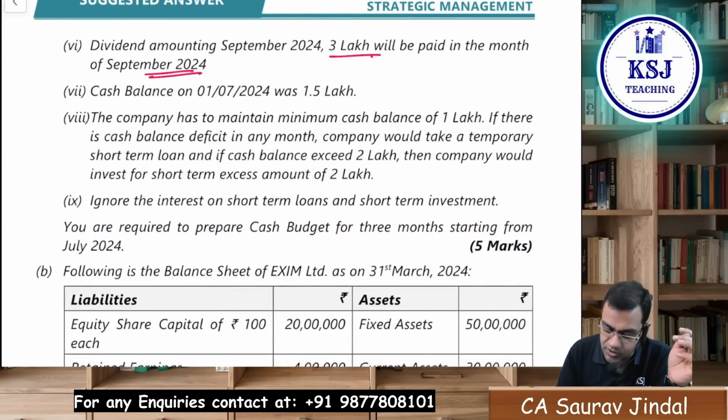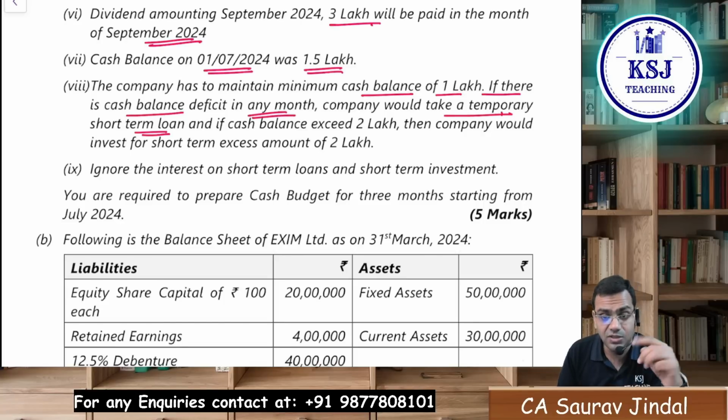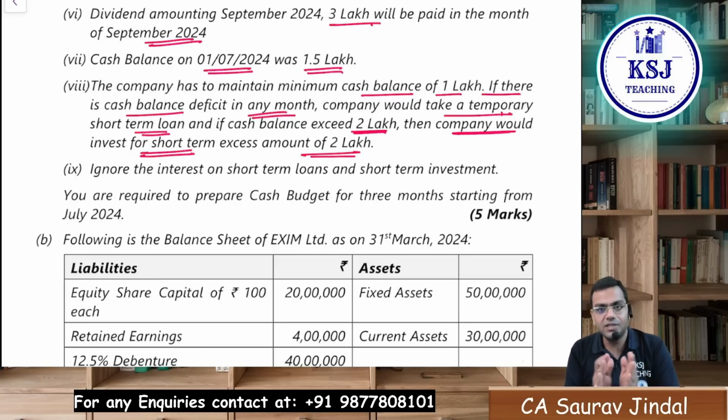Okay, the cash balance on 1st of July is given as 1.5 lakhs. The company has to maintain a minimum cash balance of 1 lakh rupees. If there is any cash balance deficit in any month, the company would take a temporary short-term loan, and if the cash balance exceeds 2 lakh rupees, if you are having excess cash of more than 2 lakh rupees, then the company would invest for short term the excess amount over 2 lakhs. If it is a shortage, then the company will take a loan in such a way that the balance is 1 lakh rupees.